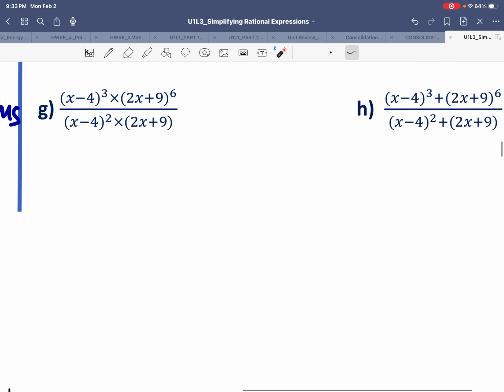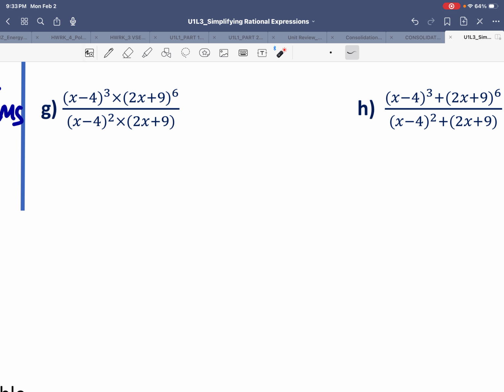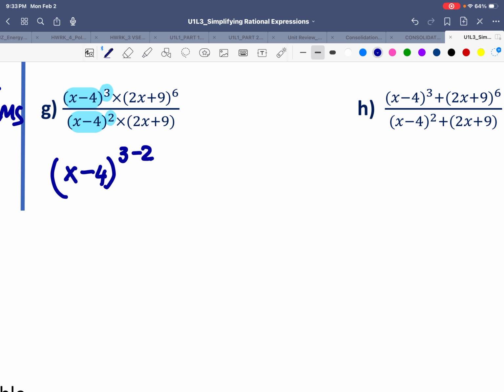Now, next we're looking at something similar. So similar idea, but we're moving to binomial factors. The idea is the same. As you can see here, we have x minus 4 to the power of 3 and x minus 4 to the power of 2. So you're going to work out just the exponents. So that would be x minus 4 to the power of 3 minus 2. So you don't have to show this step. I'm just explaining it for now.